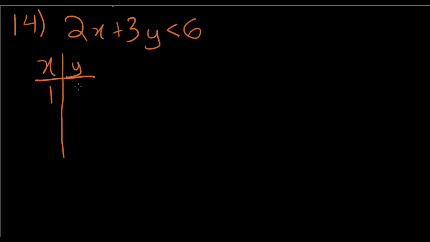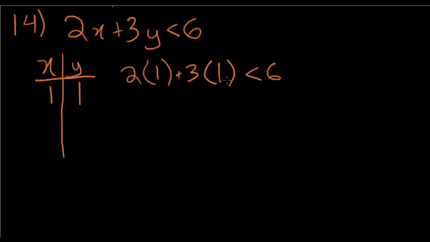Let's say x equals 1 and y equals 1. Well, in that case, 2 times 1 plus 3 times 1 should be less than 6. And it is true. So 5 is less than 6. So we know this ordered pair works.